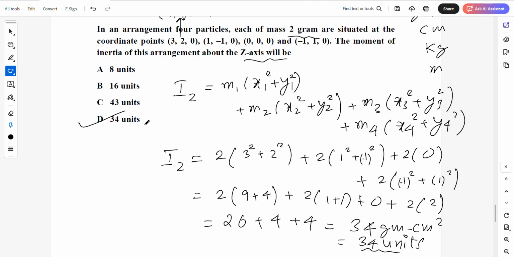Students, hope you understood this lecture to find moment of inertia of different system of masses.